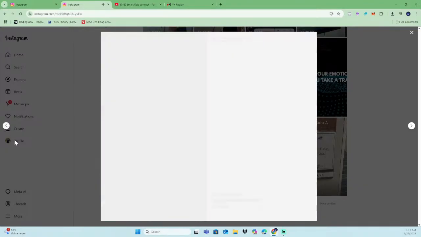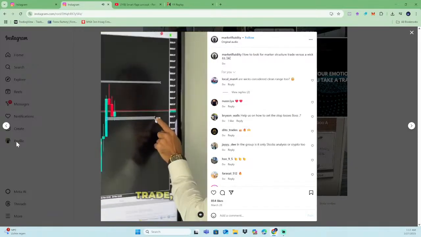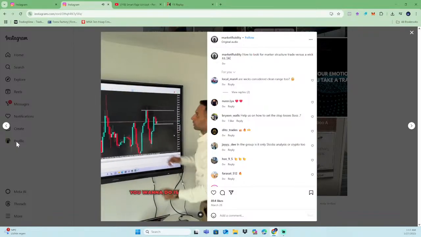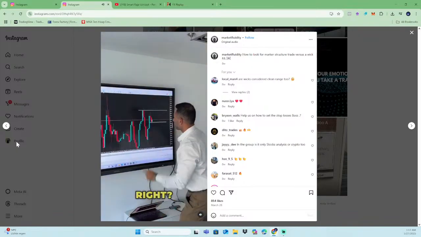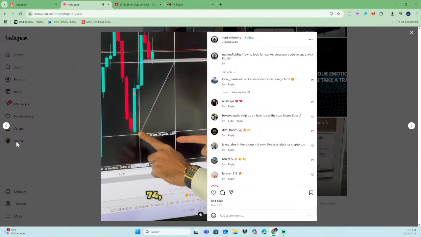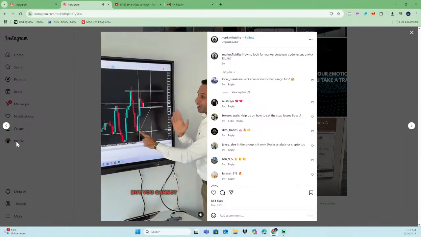I'm going to show you how to look for a market structure trade and how to look for a wick fill right over here to the left-hand side. The first thing you want to do is measure the ranges. If I measure from 30.25 all the way down over here, this is a 74, 75 pip range, but you cannot take a sell yet.